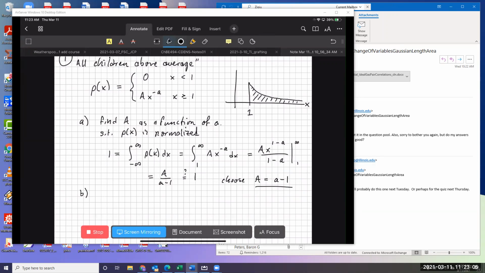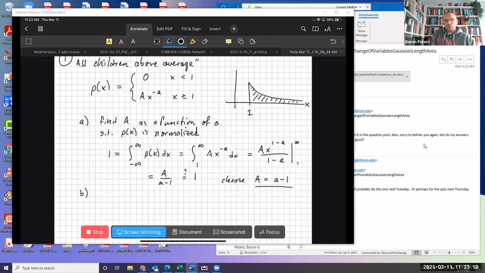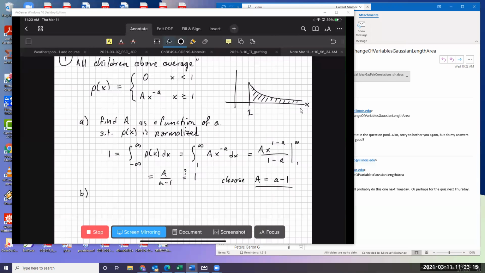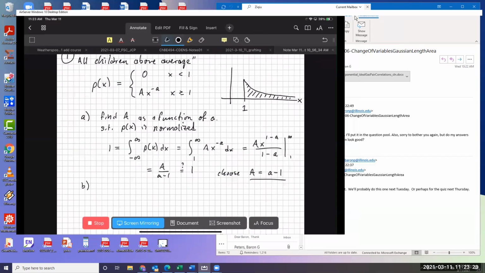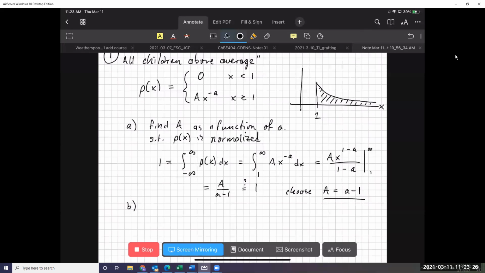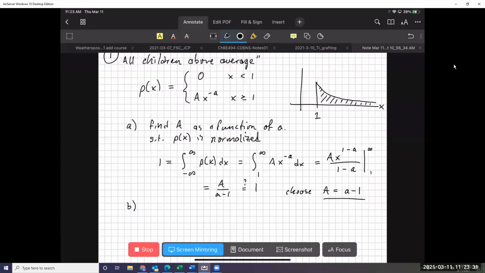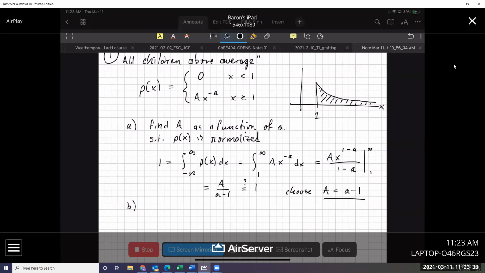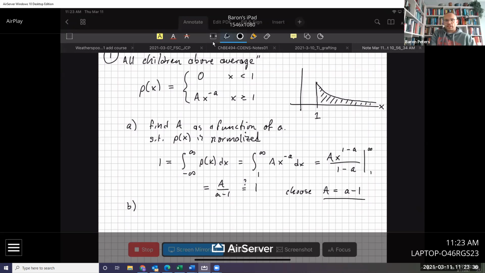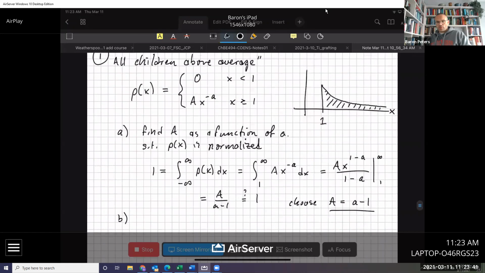Also, can you make the window full screen? It's not full screen. You shared the whole desktop, so it's kind of small. Oh, okay, sorry. Thank you. I've got my little faces of everybody in the way. All right, good.